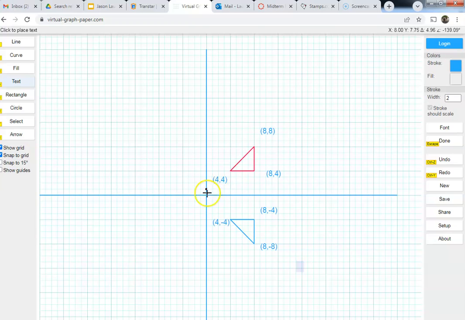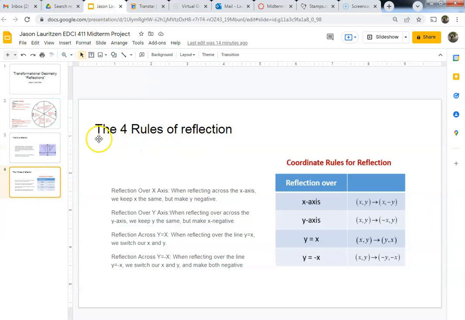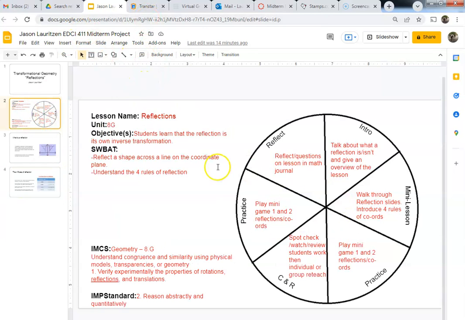We draw in a line of y equals x. We draw in a line of y equals negative x, and show the same concepts. We would do it logically, looking at it as if the line was a mirror. Then we would also do it with our 4 rules of reflection, because those are the 2 things that we're looking at doing. So now if we go back to our original, so we did our intro, we did our mini lesson, and then we're going to practice.